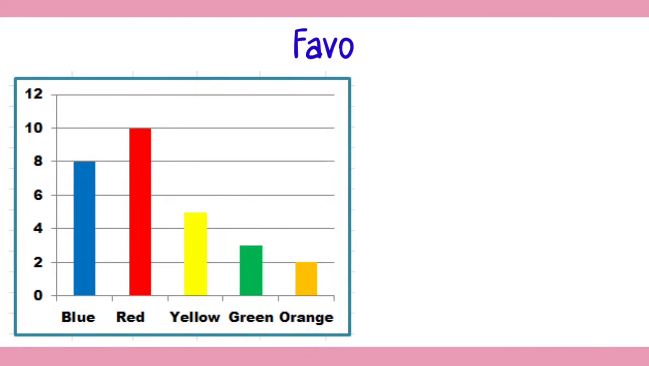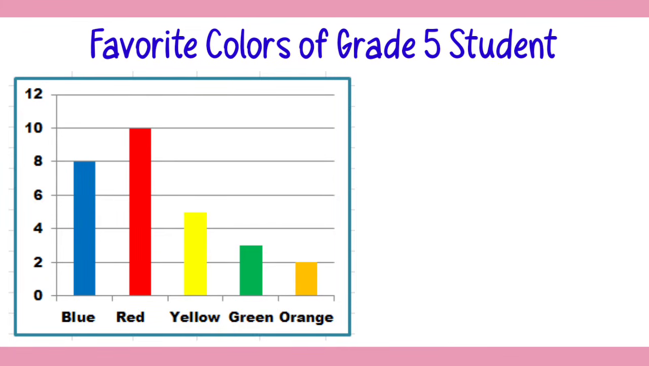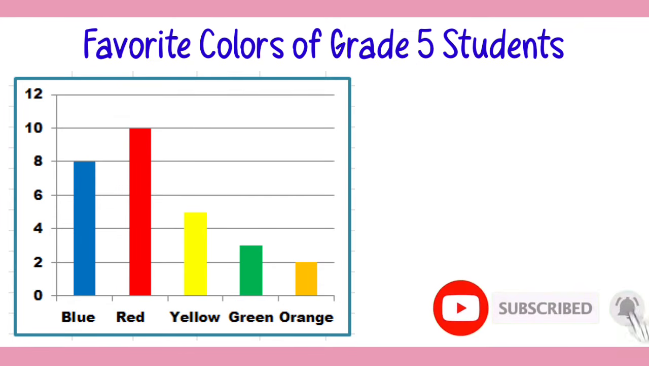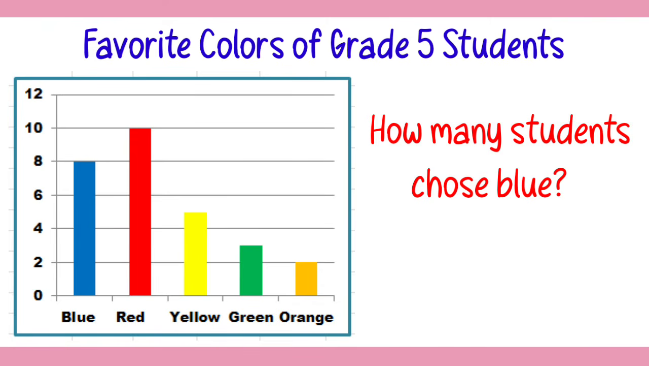This graph shows the favorite colors of grade 5 students at a certain school last school year. Now, let us read or interpret this graph through these questions. First one, how many students chose blue as their favorite color? So, let us look at the blue rectangular bar and check its value or the number it represents. It is 8, meaning there were 8 students whose favorite color is blue.